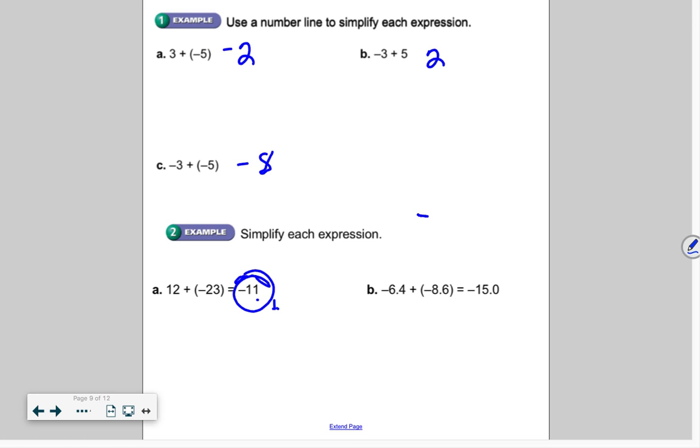Remember when I'm adding decimals, place value gets lined up. 6 plus 4 is 10, so 0 and carry the 1. Bring down the decimal. 8 plus 6 is 14 plus 1 is 15. Both are negative. A negative plus a negative is going to be still a negative. You're adding 2 negatives together. In real life, this is like spending $6.40 and then you spent another $8.60. So you spent a total of $15. It's $15 you no longer have.